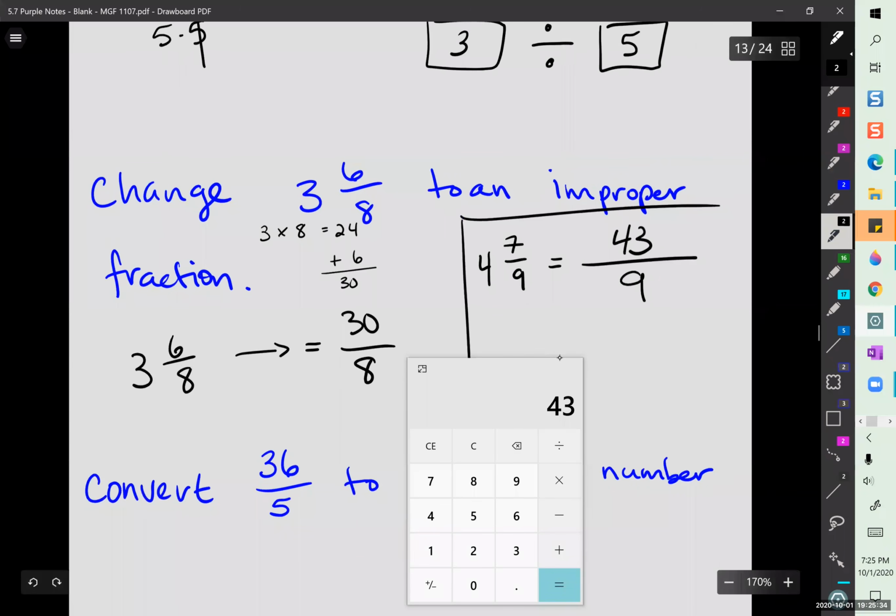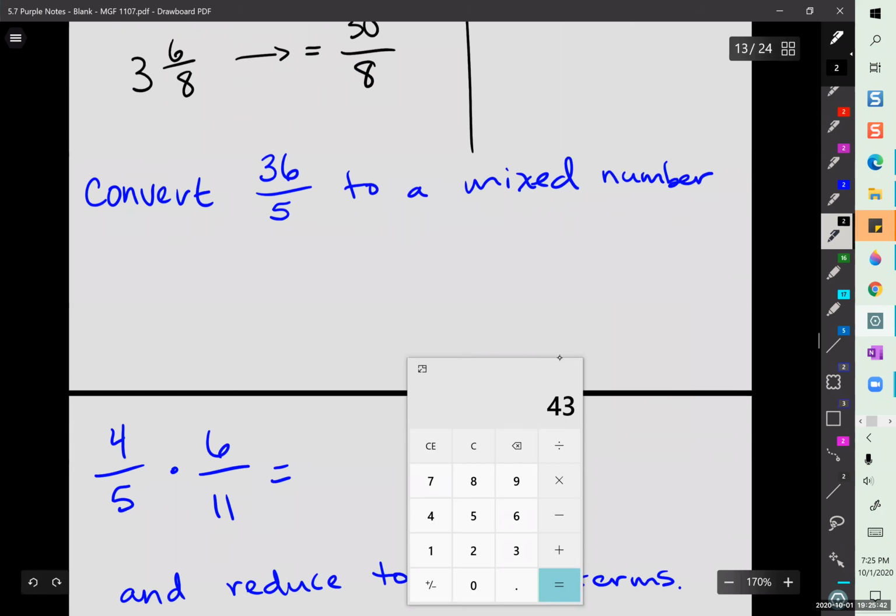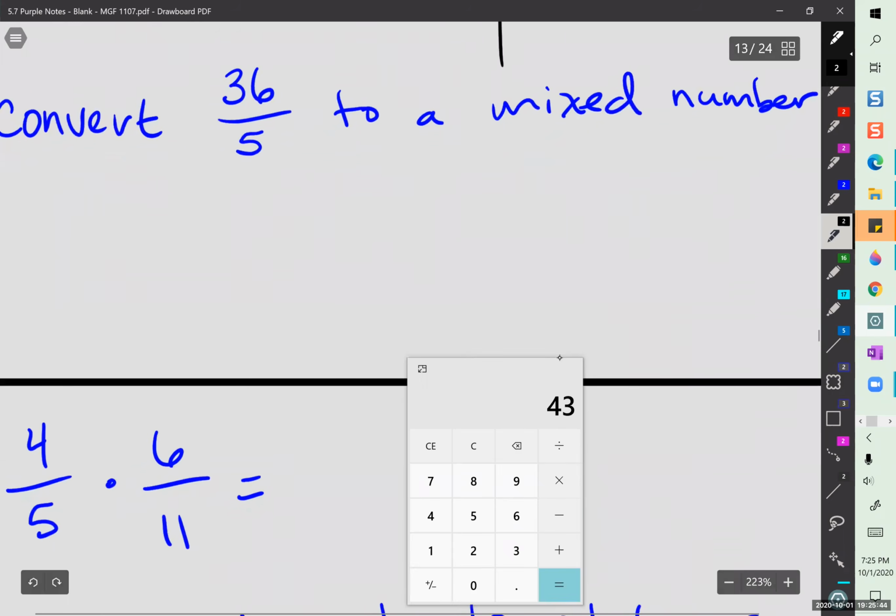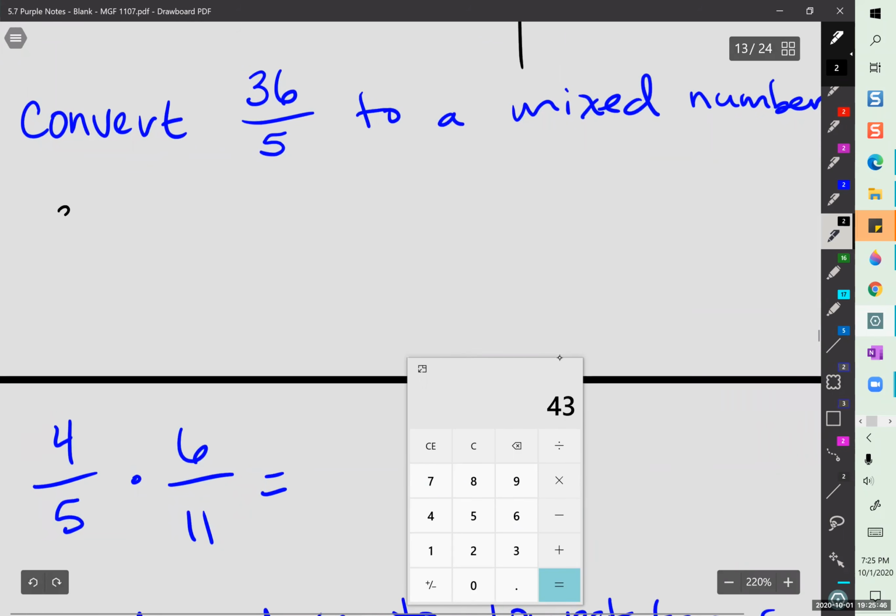Great. So we've gone from mixed number to improper fraction, but we can also go from improper fraction to mixed number. And that's what we do in our next example. We'll go through one together, and then I'll give you one to work on your own similar to before.